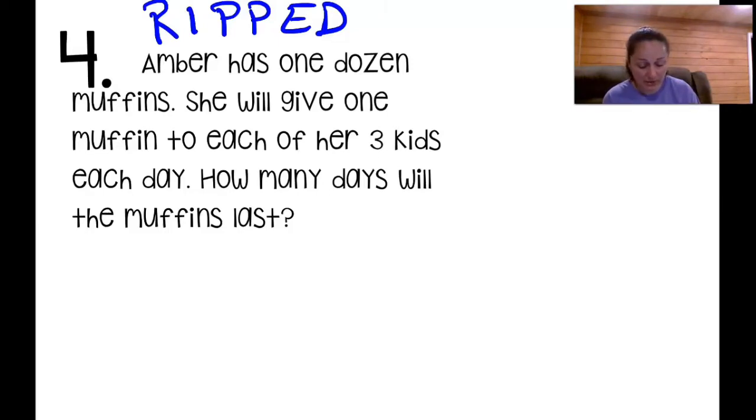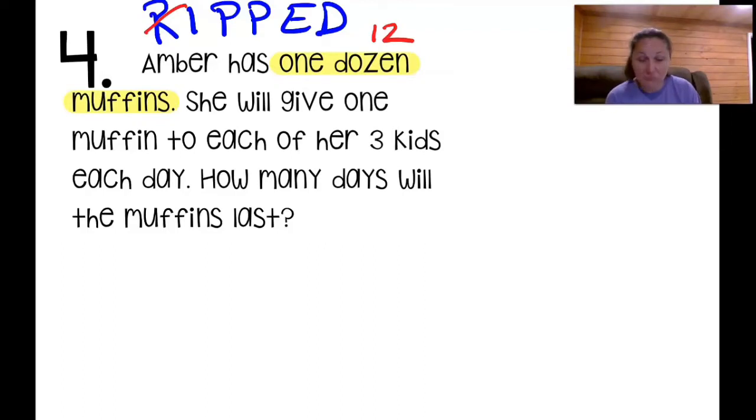So ready? We've read the problem. Now we're going to identify the important information. It says Amber has 1 dozen muffins. What's a dozen? We need to know that 1 dozen is 12. So we're going to write right above that the number 12, because that's what a dozen is.